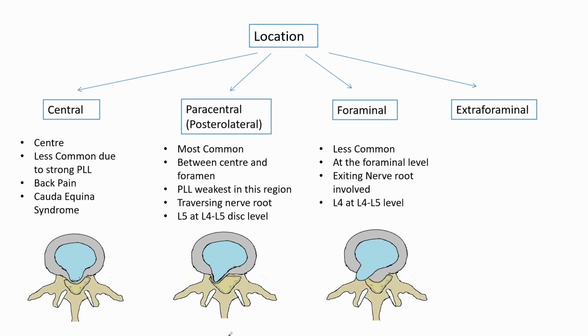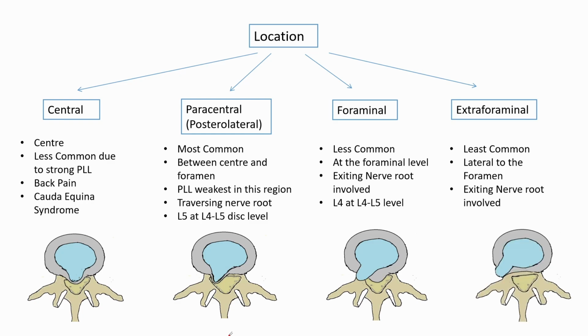Foraminal disc herniation is less common. It is at the foraminal level. Here the exiting nerve root is involved. The exiting nerve root is the upper nerve root in the lumbar level. So at the L4-L5 level, the L4 nerve root is the exiting nerve root. Extraforaminal is lateral to the foramen, which is the least common, and here also the exiting nerve root is involved.